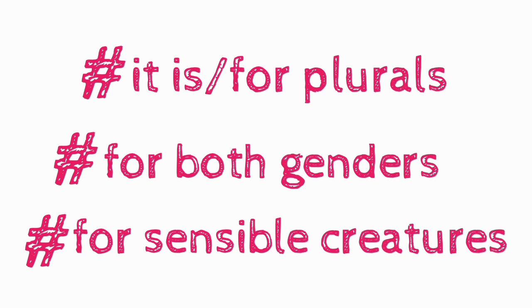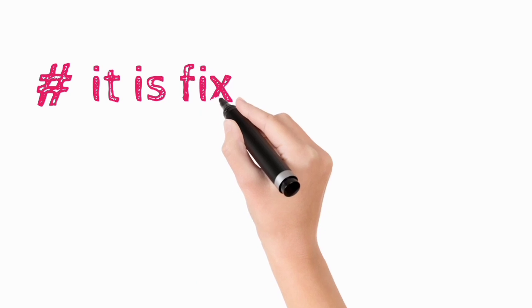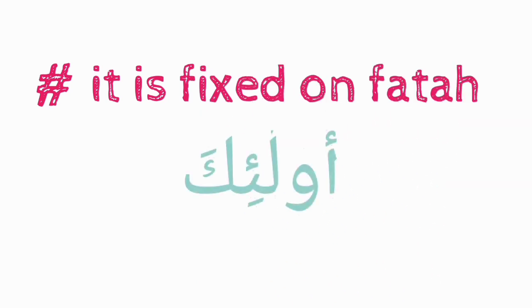And it is also used for sensible creatures. So you don't use ulaika for animals. You don't use ulaika to address things either, but you use it to address beings that are sensible, like the angels, humans, and the jinns.